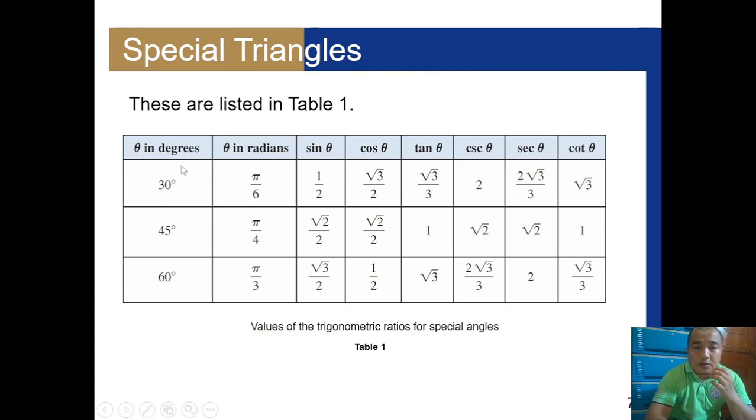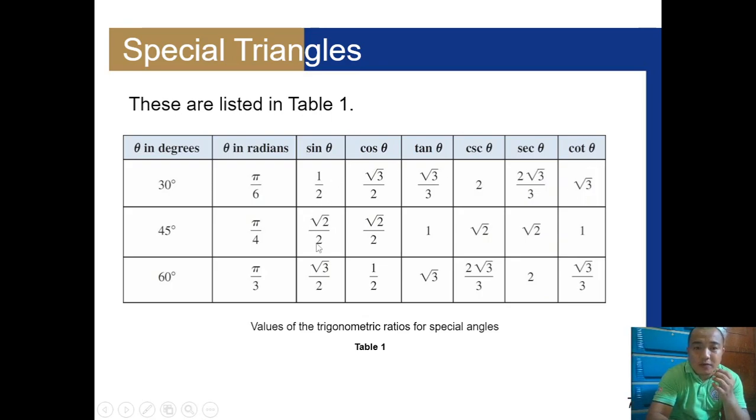So, if our angle is 30 degrees, sine 30 degrees is 1/2. Cosine 30 degrees is square root of 3 over 2. Tangent 30 degrees, square root of 3 over 3. Cosecant 30 degrees is 2. Secant 30 degrees is 2 square root of 3 over 3. Cotangent 30 degrees is square root of 3.